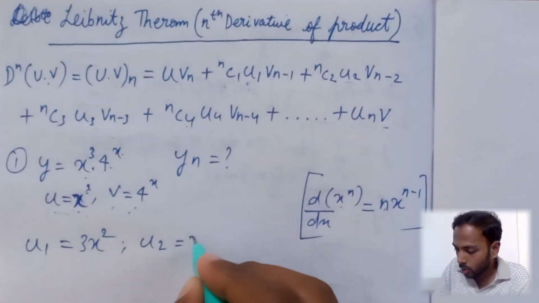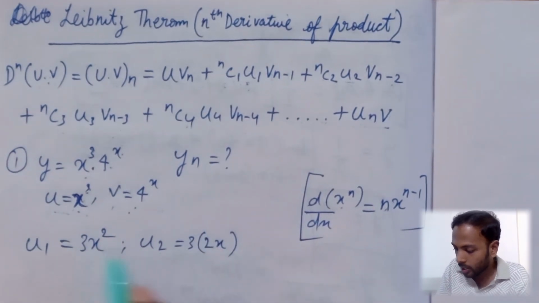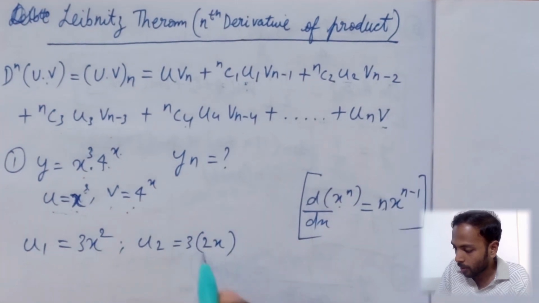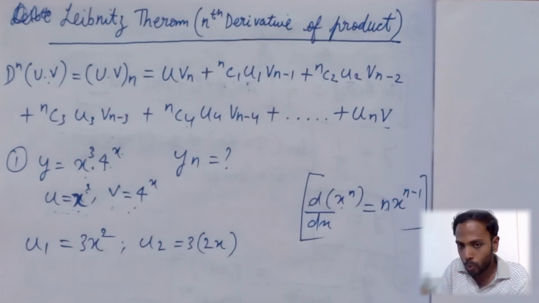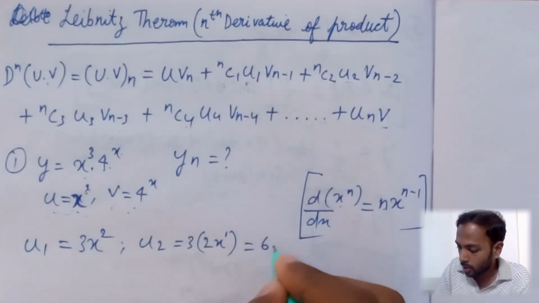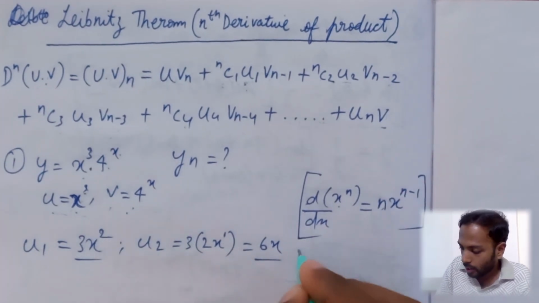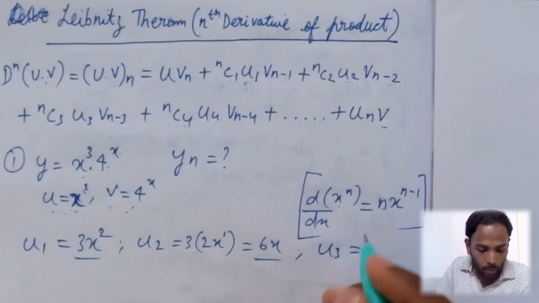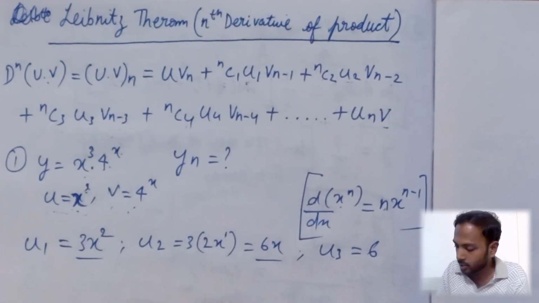So again, differentiate this. 3 as it is constant, x square again, n into x to the power n minus 1: 2 into x to the power 2 minus 1. 2 minus 1 is 1, so x power 1. So this is nothing but 6x. So this is u1, this is u2, and then u3 will be only 6. Differentiation of 6x is 6.